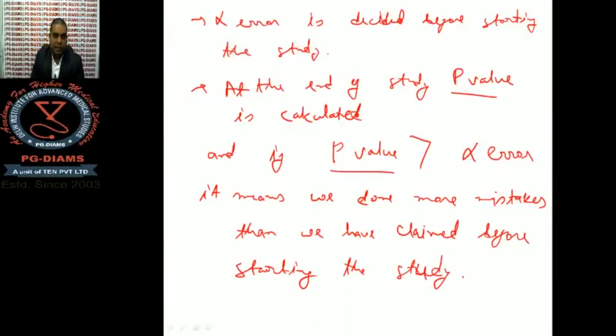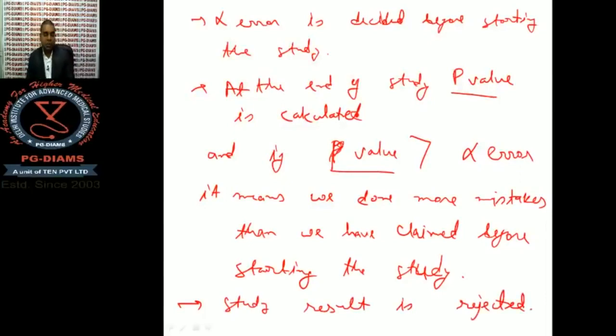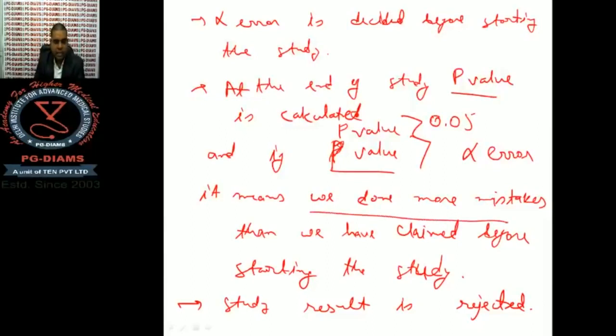And then if the p-value comes out to be more than the alpha value, then the study result is rejected. Why? Because we have made more mistakes than expected. So the study result is rejected. Similarly, if the p-value is more than 0.05, again it means that we made more mistakes than we had claimed before starting the study. It again means that the study result is rejected.